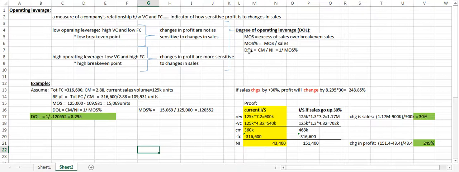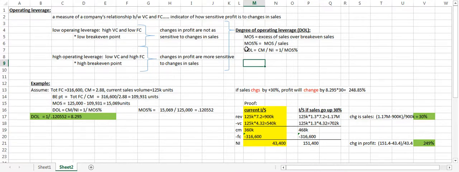The calculation for the degree of operating leverage is as follows. But before, let me explain the margin of safety concept, which is a part of the function. Margin of safety is the excess of sales over break-even point, over break-even sales. So it's sort of those extra units that we're selling above break-even point. We can derive the margin of safety percentage by estimating the margin of safety divided by sales.